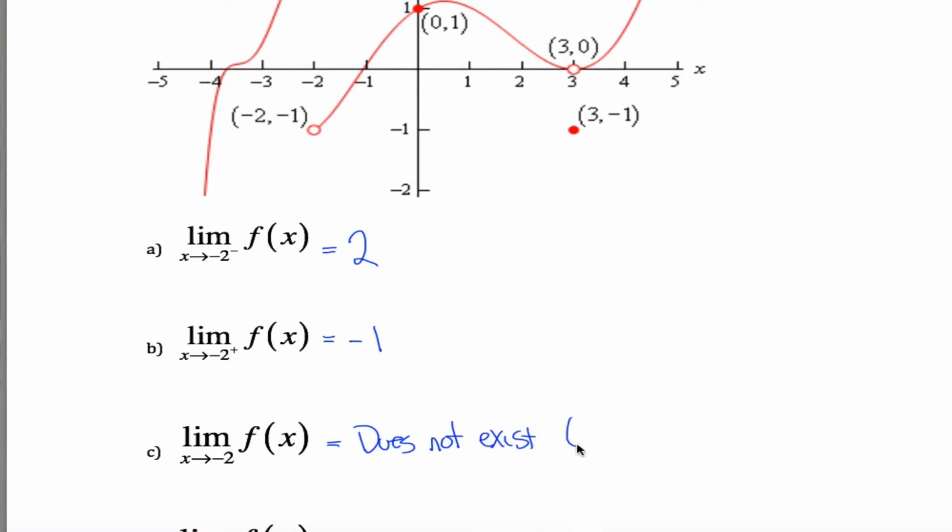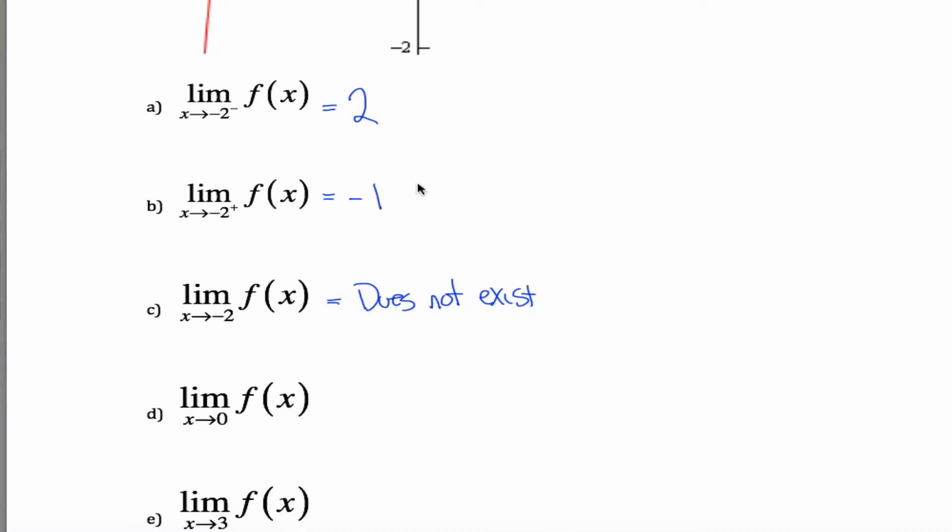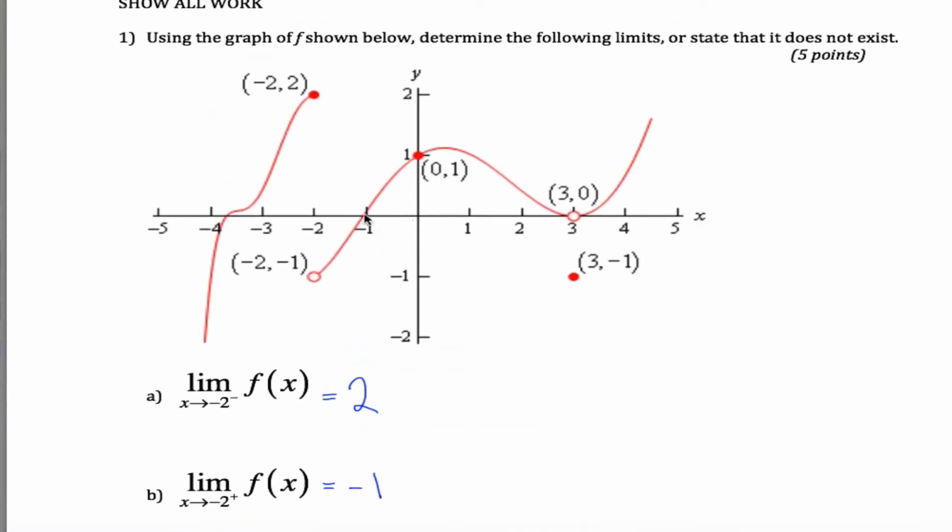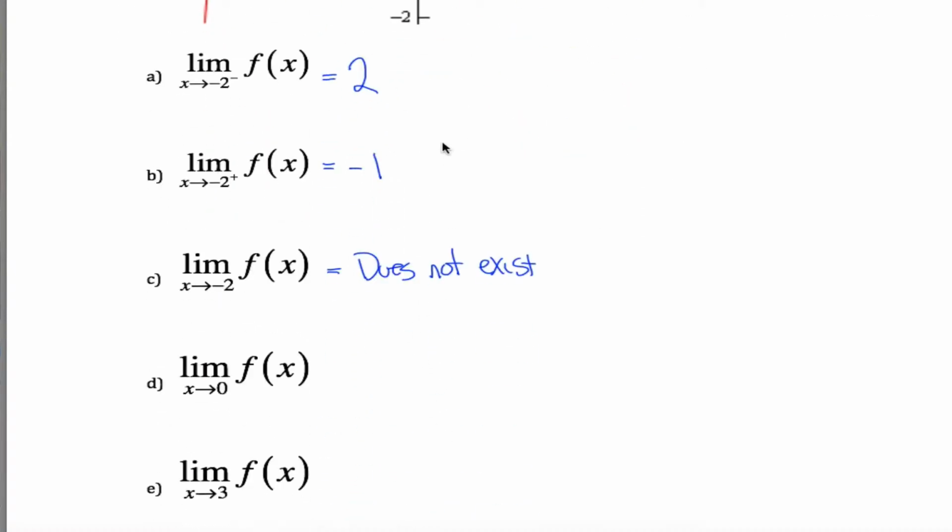If you're curious, it's because, well, I'll just say it instead of writing it. It's because this and this are different. The limit as x approaches 0. Well, here's 0 right here, and when we get close to 0, looks like the height gets really, really close to 1. The fact that this is a closed circle versus an open circle or something else is completely irrelevant. Height gets close to 1, the limit is 1.